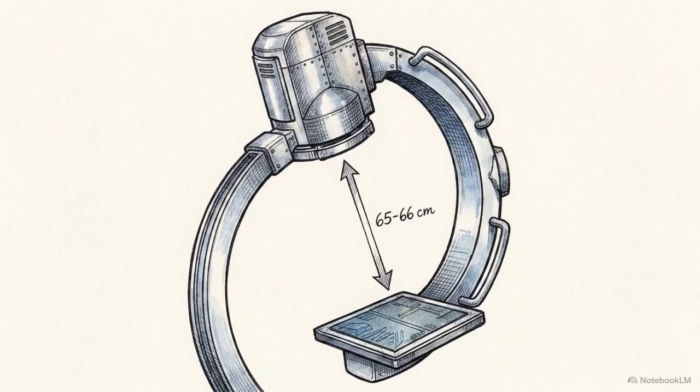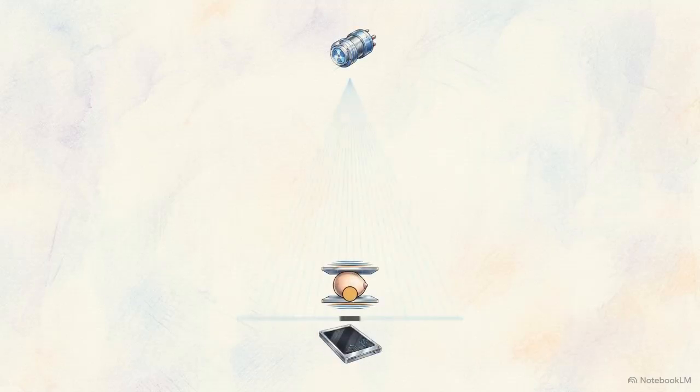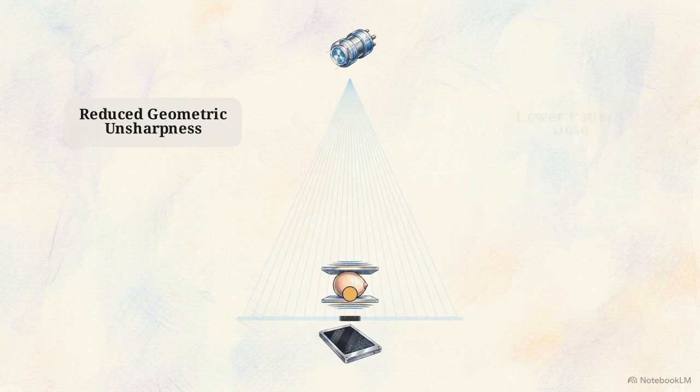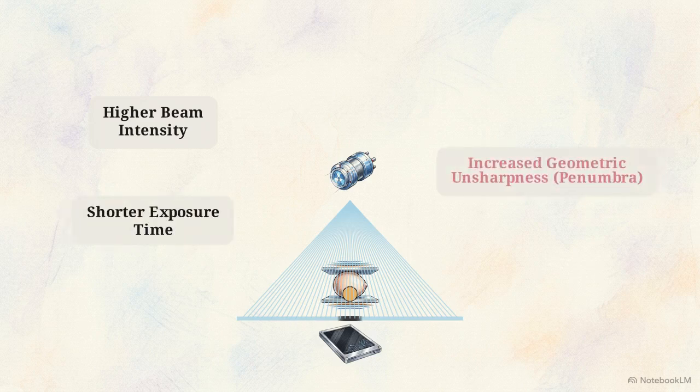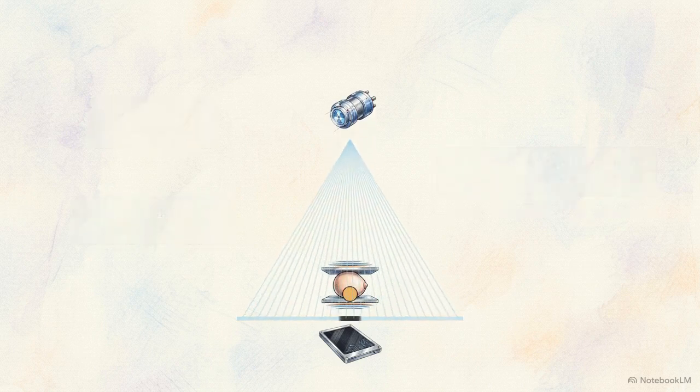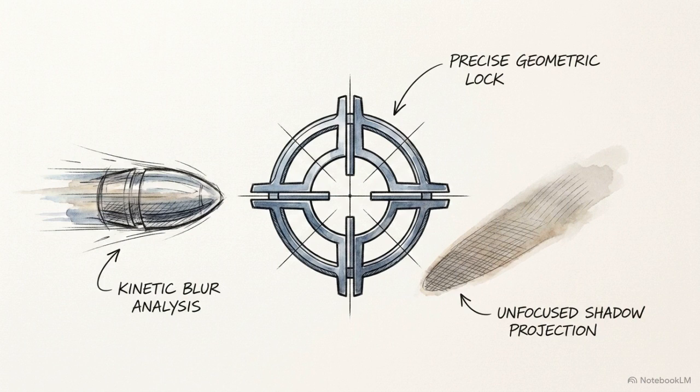To maintain this alignment, the X-ray tube and detector are mounted to a C-arm, with the focus detector distance securely fixed at 65 to 66 centimeters. A longer distance ensures the X-ray photons travel in more parallel lines, which reduces geometric unsharpness on the detector and lowers the patient dose. Conversely, a shorter distance allows for a higher beam intensity at the receptor, permitting shorter exposure times that prevent movement unsharpness. The 65-centimeter length is a strictly calculated midpoint, balancing geometric sharpness against kinetic blurring.